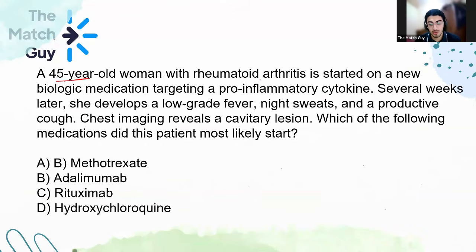So we have a 45-year-old woman presenting with rheumatoid arthritis, and she started on a biological medication. Several weeks later, she develops low-grade fever, night sweats, and a productive cough. Chest imaging reveals cavitary lesions, so this patient is probably having active TB. Which of the following medication did this patient most likely start?